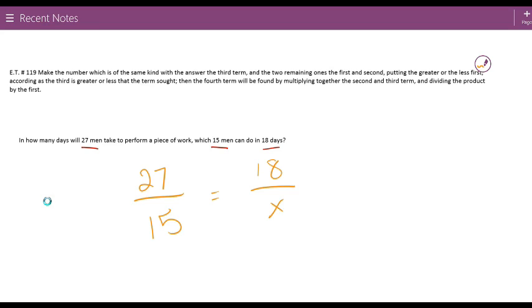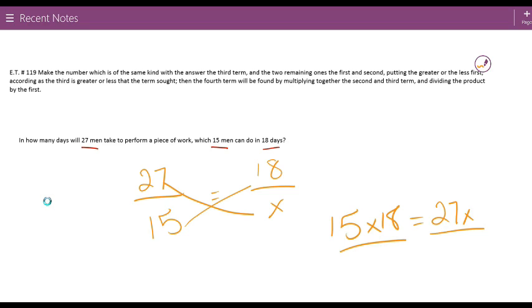And then the fourth term will be found by multiplying together the second and the third term and dividing by the first. So again, we're doing that cross multiplication. 15 times 18 equals 27x. And then we're going to divide. So we have 15 times 18 over 27 equals the number of days.